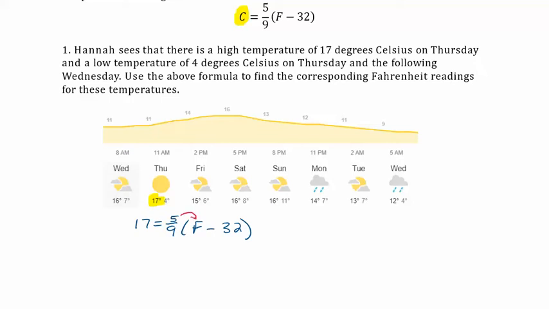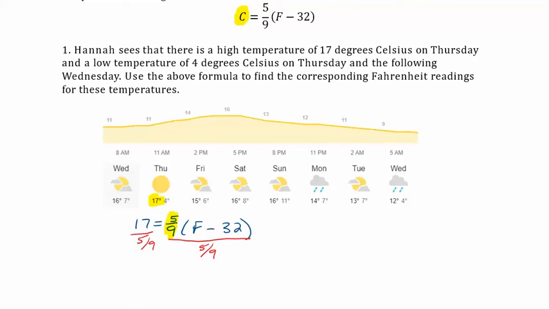Now we have two options as far as continuing here. One option is to distribute the 5/9 on our next step. Another option is to eliminate the 5/9 from this side of the equation by either dividing by 5/9 or multiplying by 9/5. I'm going to suggest that we go ahead and get rid of the 5/9, eliminating it from the right-hand side of the equation. So I'm going to go ahead and divide both sides by 5/9.